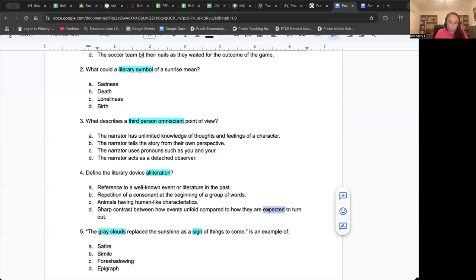Foreshadowing, that's what's going on here because that phrase, sign of things to come, makes me think fore meaning before, shadow meaning like casting a light on what might happen, gray clouds being replaced by sunshine. It's something's about to happen. Okay, something is coming to be that they're giving you a little hint before. That's foreshadowing. And finally, epigraph. An epigraph is like an inscription at the beginning of the work, something where the author leaves like a quote or dedicates the work to somebody else that motivated them.